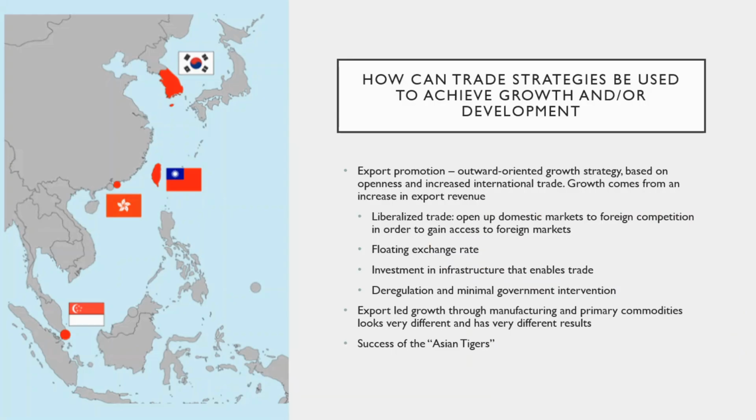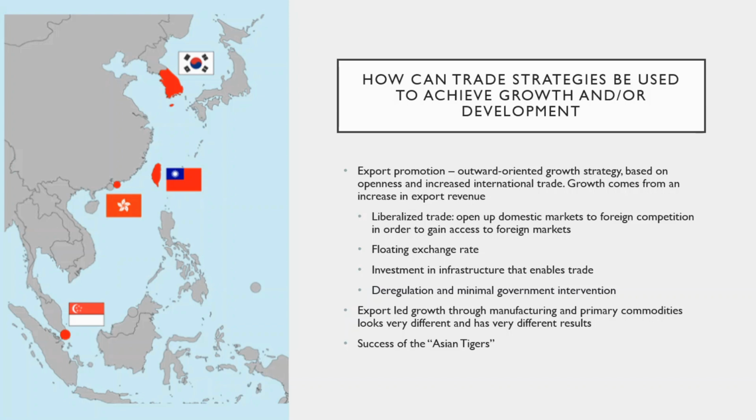Next one called export promotion. This is what the Little Tigers did in Asia. This is an outward-oriented growth strategy based on openness and increasing international trade and trying to make a product to trade with the rest of the world. You do this through liberalization of trade, free trade, floating exchange rate, investment in infrastructure that enables trade, and deregulation and minimal government involvement.